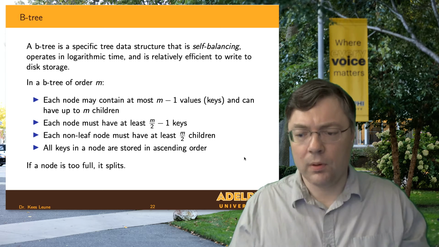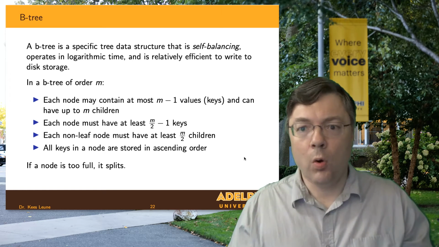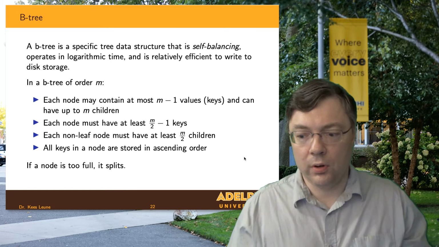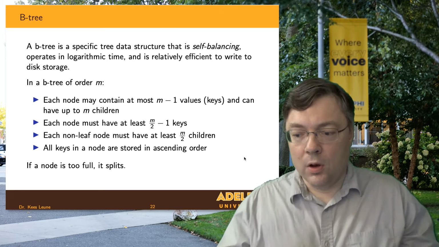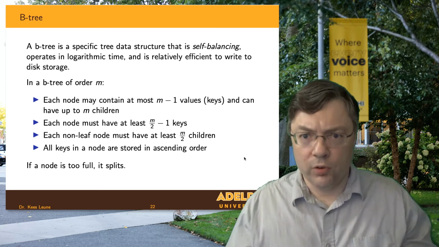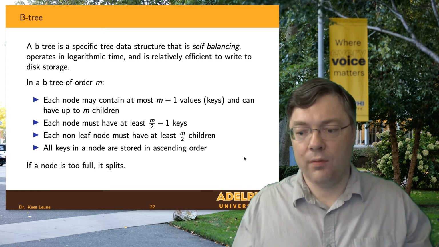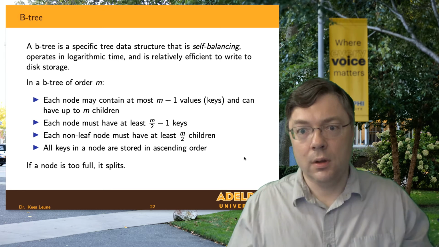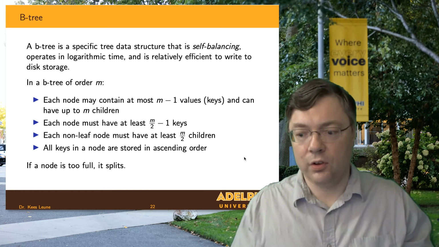The B tree, though, is different than the binary tree, and so the names are a little confusing, but the B tree has an order associated with it. The order is the maximum number of children that the node can have. What we know is that each node may contain at most the number order, so that's m, minus 1 values. So if I have a tree of order 5, each node can only contain 4 values, but it can have 5 children.